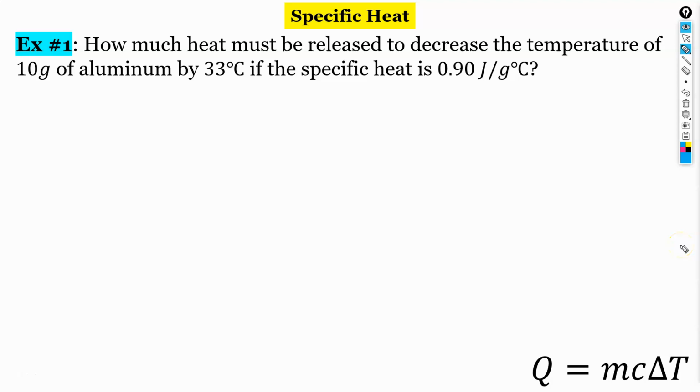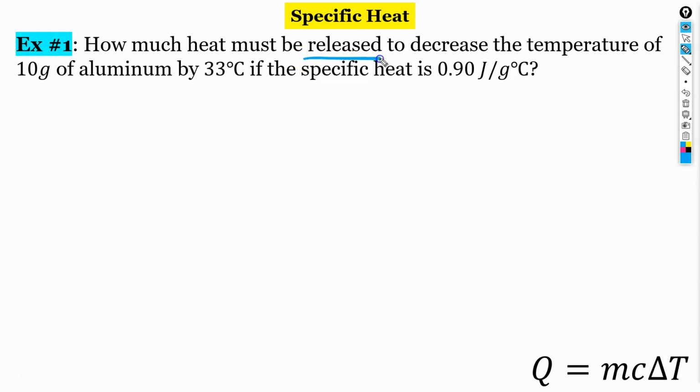Buckle up because we're going to do some specific heat calculations. In this first example, it says how much heat must be released to decrease the temperature of 10 grams of aluminum by 33 degrees Celsius if the specific heat is 0.90 joules over grams degrees Celsius. Okay, well, let's see. What do we know?